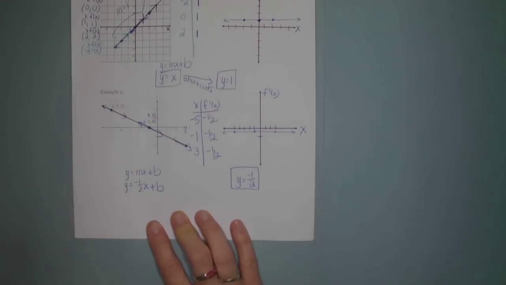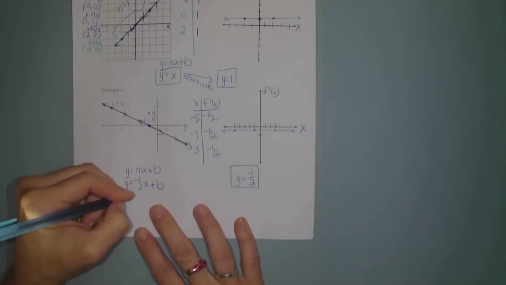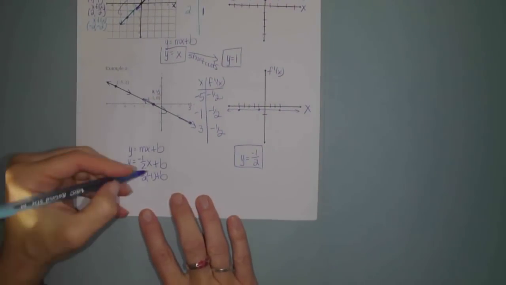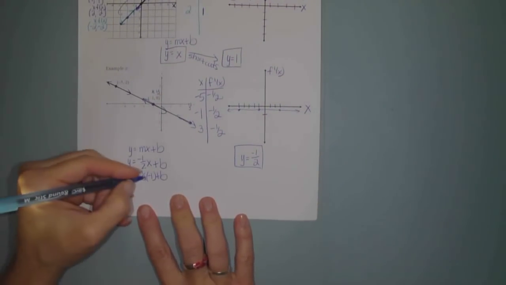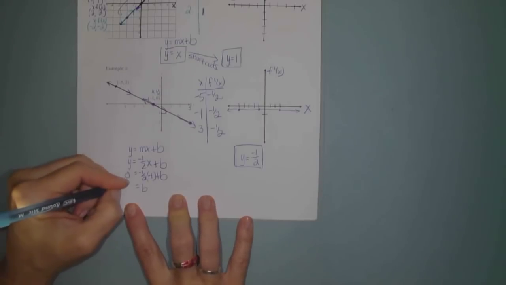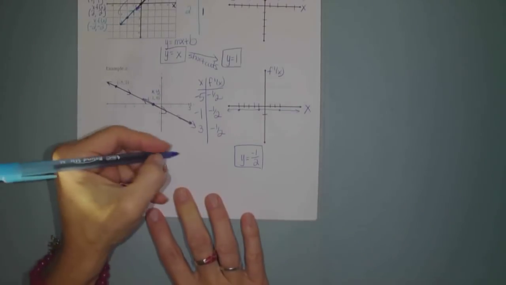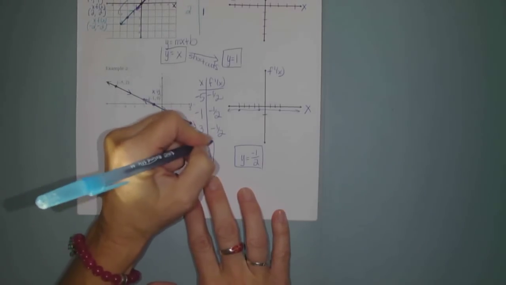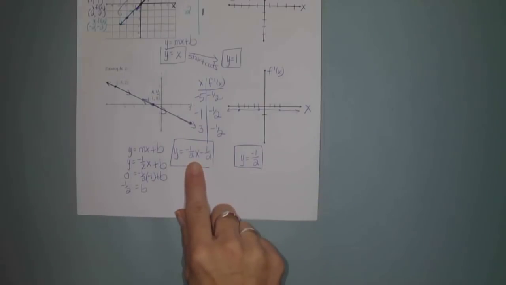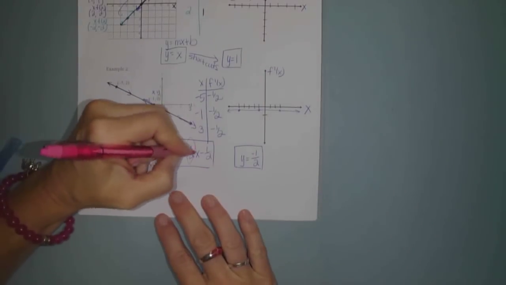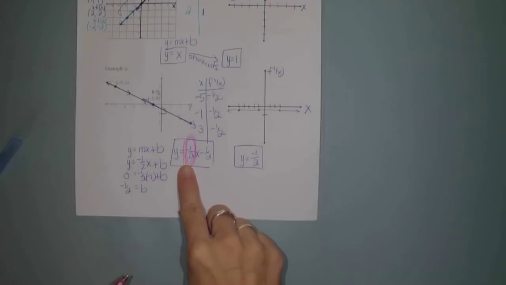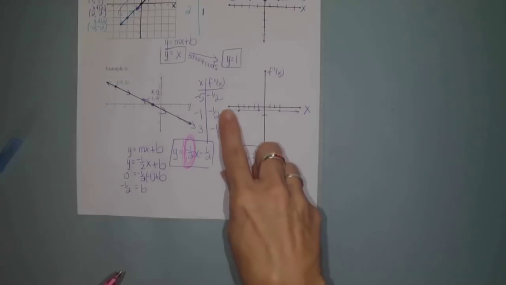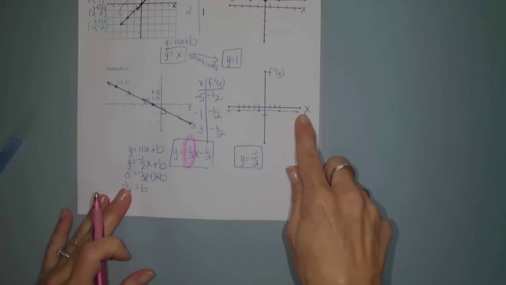X would be negative 1 and y would be 0. So 0 equals negative 1/2 times negative 1 plus b. And that's a positive 1/2, so if I subtract it over, my b is going to be negative 1/2. Okay, so this equation is y equals negative 1/2 x minus 1/2. Now, the slope of this line is steady and unchanging at negative 1/2. So the derivative is just that slope, unchanging and steady at negative 1/2.